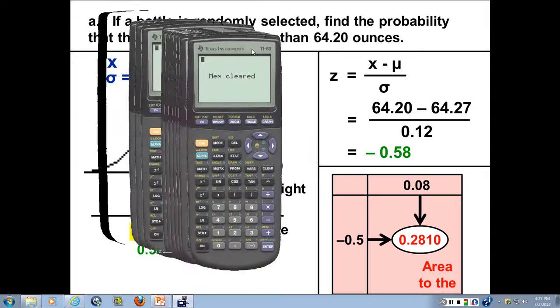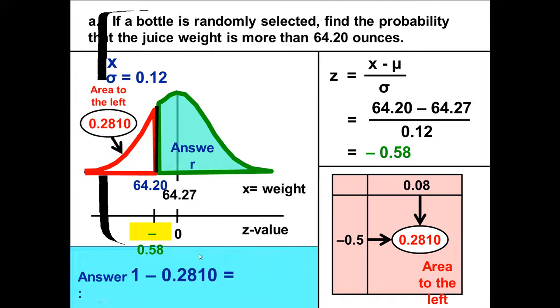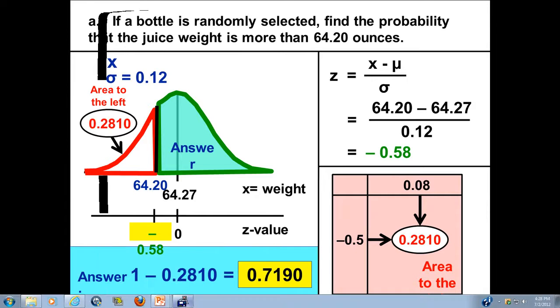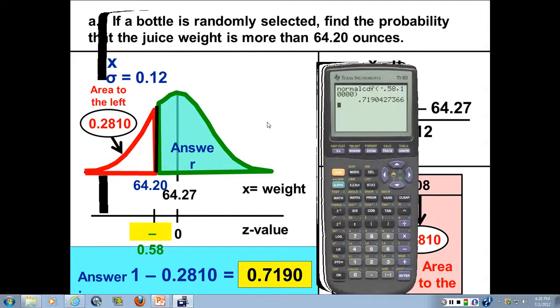We look at our calculator, and what we can do is say second vars, go to normal CDF, find from negative, now notice this is from 64.20 all the way out. So that's from negative 0.58, because you have your z-score, all the way out to infinity. So we just put a big number there, and we enter, and we get the same answer. So we get the same answer either way. So that's going to be our answer right there.